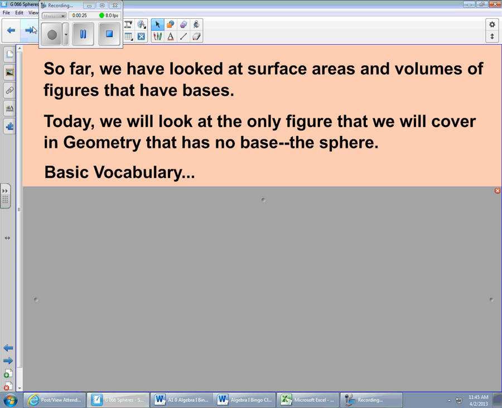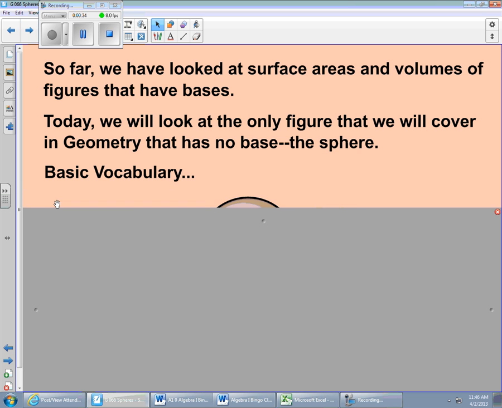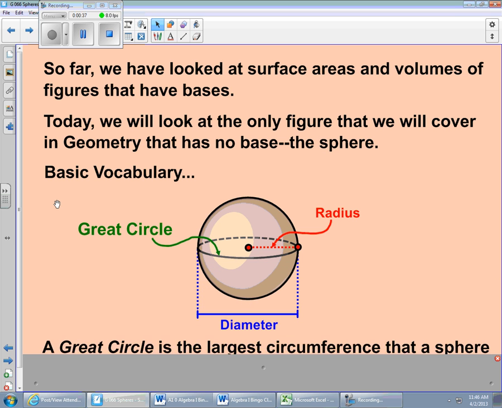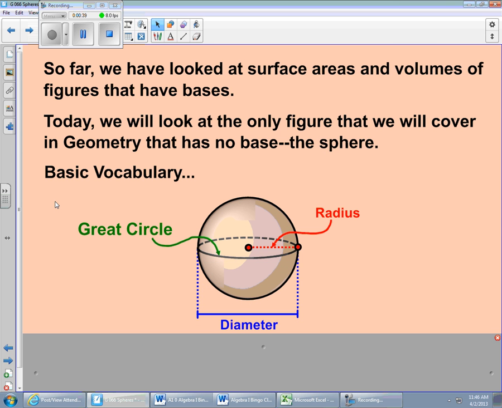So far we've looked at surface area and volumes of figures that do have bases. Today we're going to look at the only figure we'll cover in geometry that has no base, the sphere. Basic vocabulary: I would expect you to know two of these terms, but the third one might be something new to you. Radius and diameter should be nothing new or out of the ordinary. But when it comes to spheres, we have a new term called the great circle. Has anybody heard this term before? It's probably new to us.